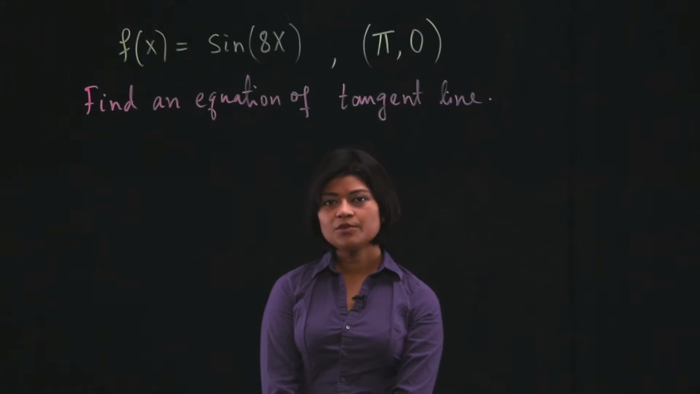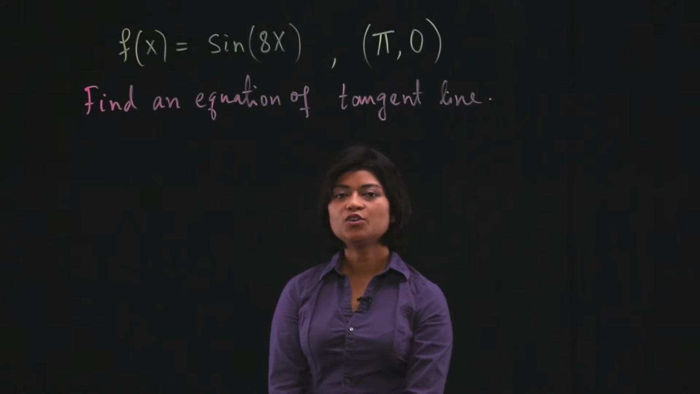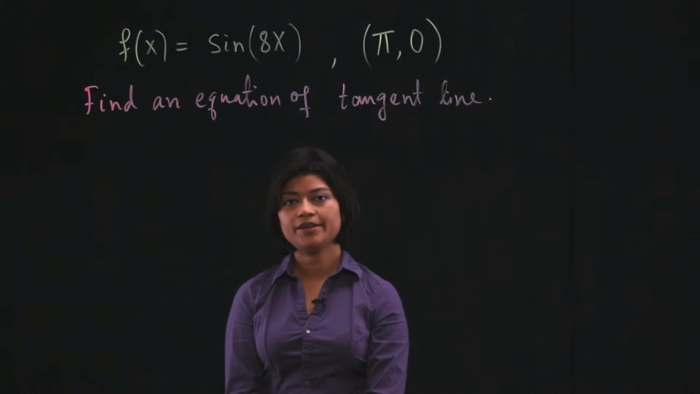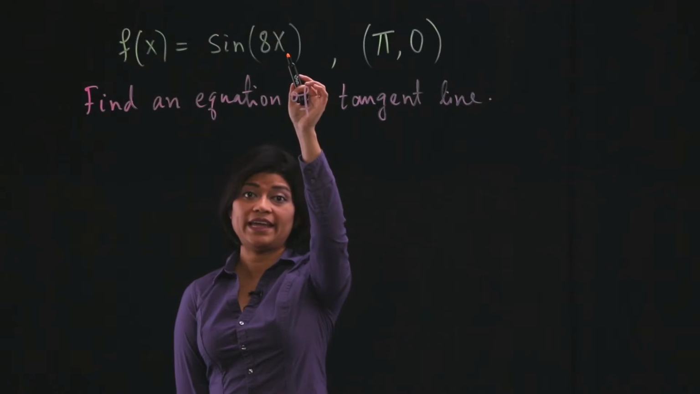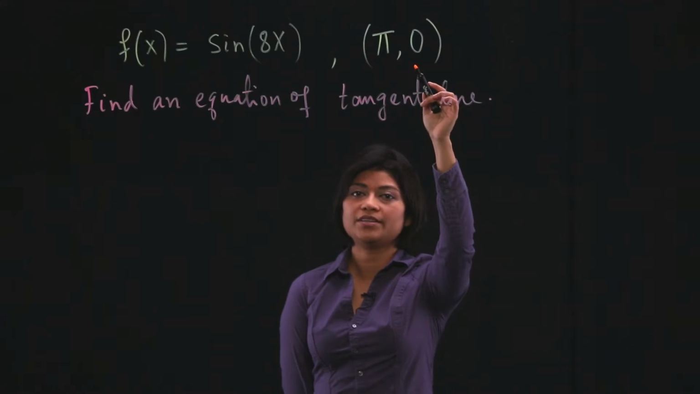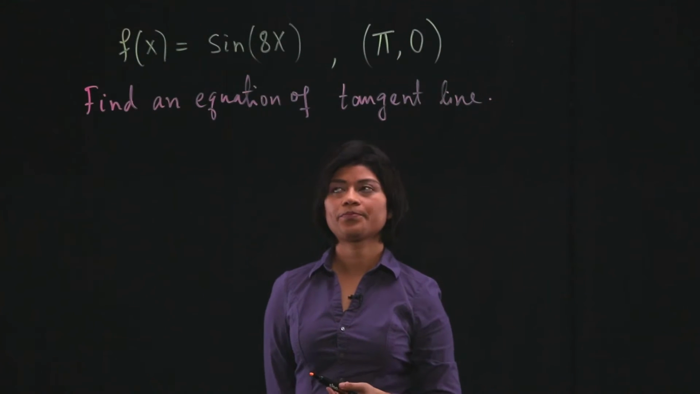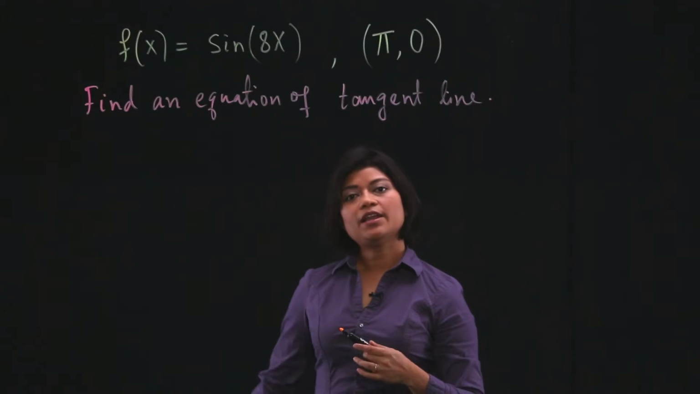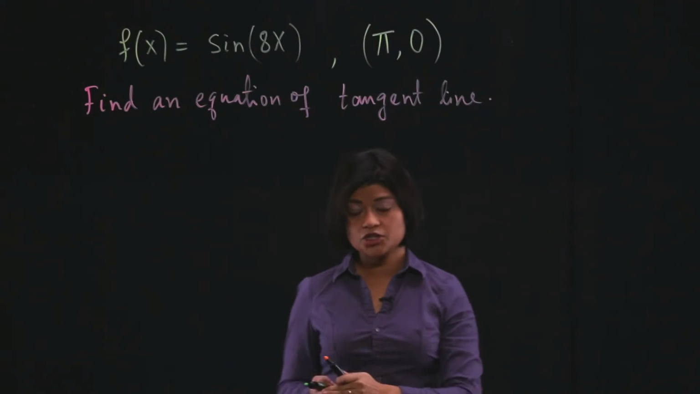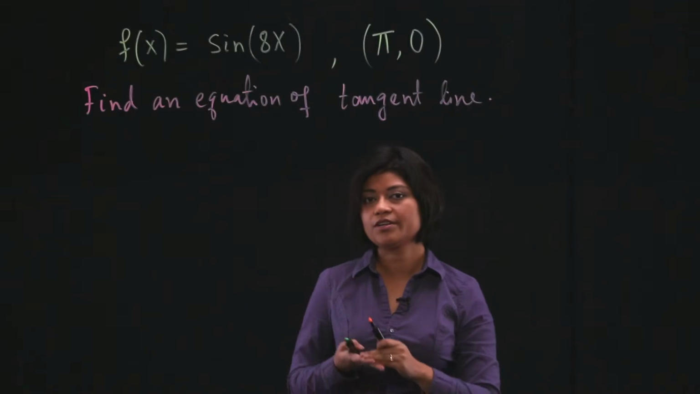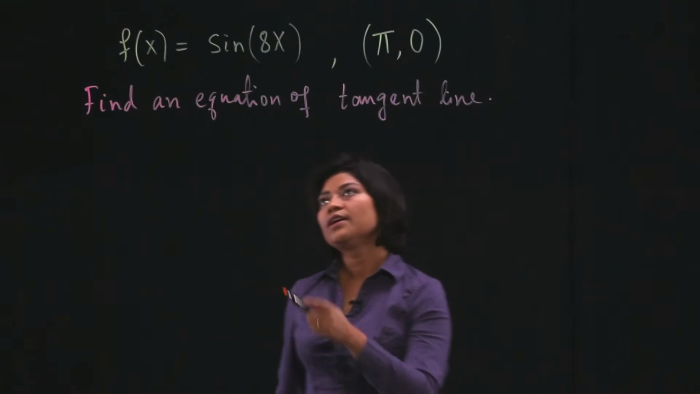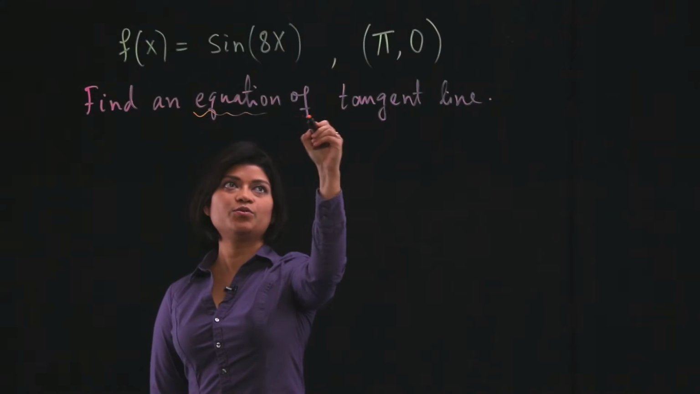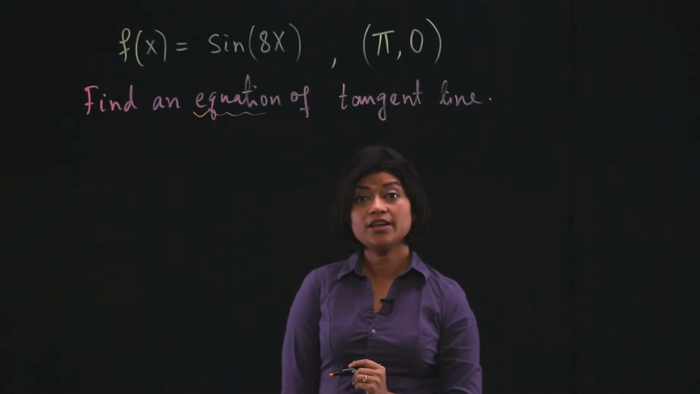Hello, I'm Papia. In this problem, we have to find the equation of a tangent line to the curve of a given function, and the function is sine of 8x at the point x equals pi. And then we will have to graph the function and the tangent line using a graphing utility and then check our result. So let's start with finding the equation of a tangent line.